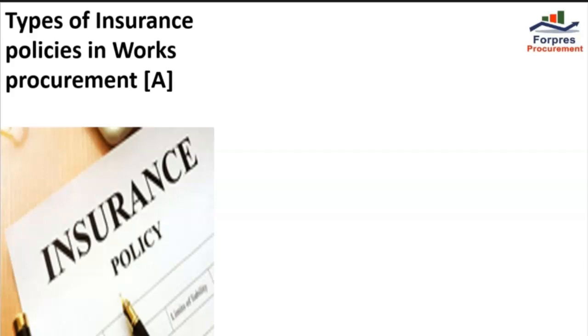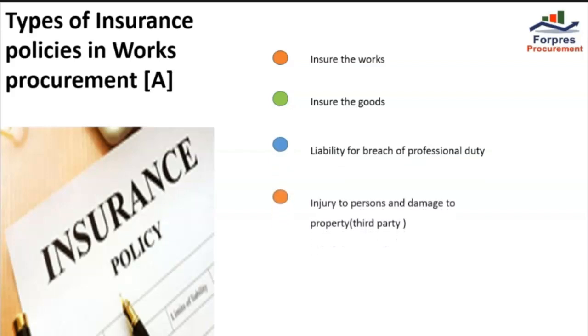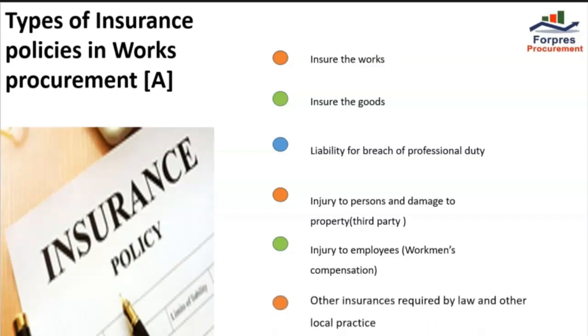Types of insurance policies in works procurement. Number 1 is insure the works. Number 2 is insure the goods. Number 3, liability for breach of professional duty. Number 4 is injury to persons and damage to property as a third party. Number 5 is injury to employees, workmen's compensation. Number 6, other insurances required by law and other local practices.